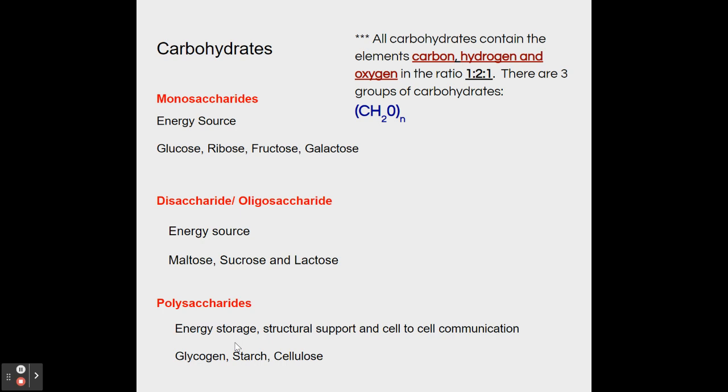Our bodies take in the glucose from our blood and store it in a polymer chain called a polysaccharide. So their roles are energy storage, structural support, and cell-to-cell communication. Glycogen, starch, and cellulose would be examples of polysaccharides. Again, the monomer is the actual energy source, and we store it in our bodies, like in our muscles, as polysaccharides such as glycogen. They act as a storage molecule.